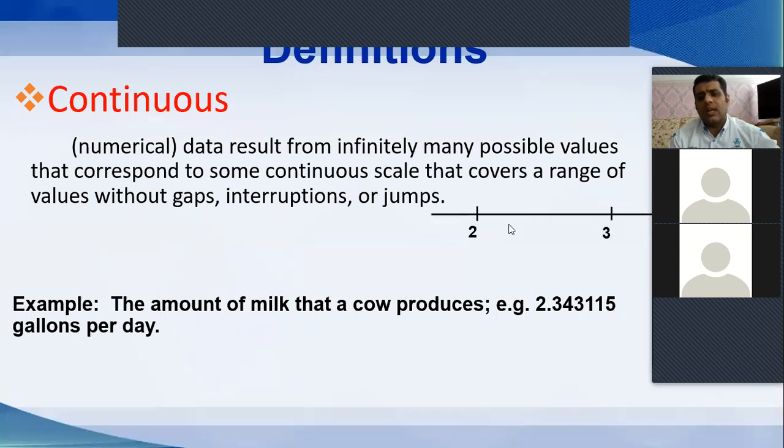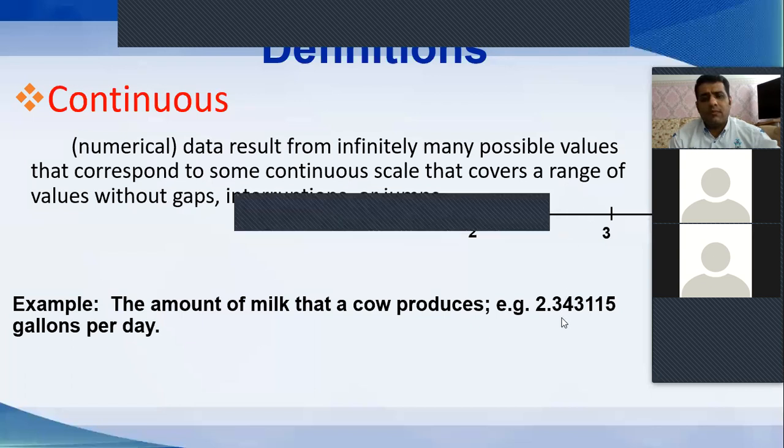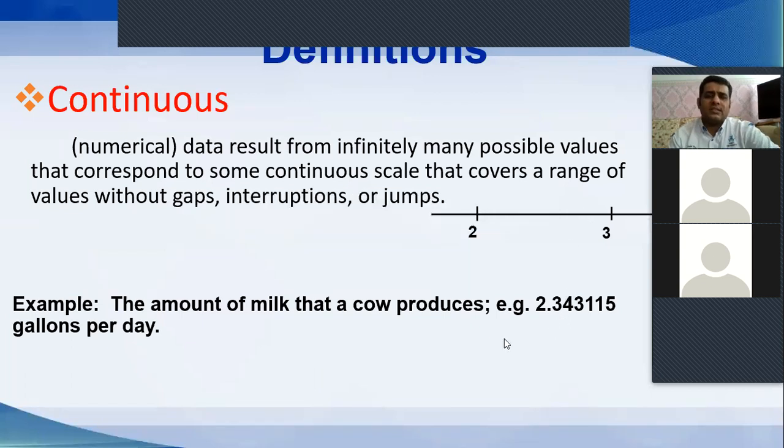And then continuous means it can fall anywhere, like from 2 to 3. It can fall here, here, or here. An example is cow milk production. It can be 2.343115 gallons per day. Or we can say the mean blood pressure of the patient was 137.82 and 82.37, systolic and diastolic.